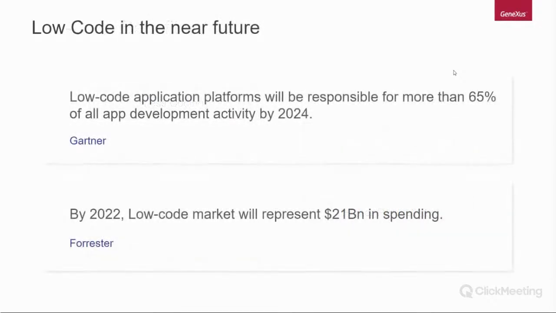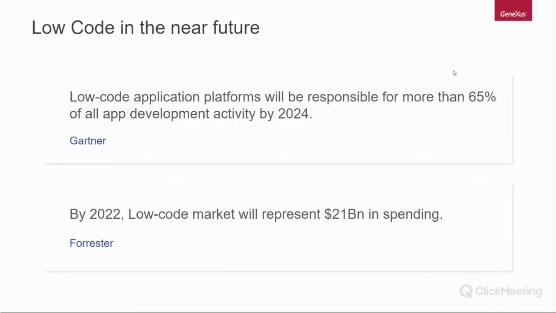After seeing both the concept and the benefit, it's important to address what the market thinks of low-code platforms in the near future. Gartner, for example, says that 4 years from now, low-code application platforms will be responsible for more than 65% of all application development activity, meaning that within 4 years, most of the software running in the market will be created by low-code platforms.